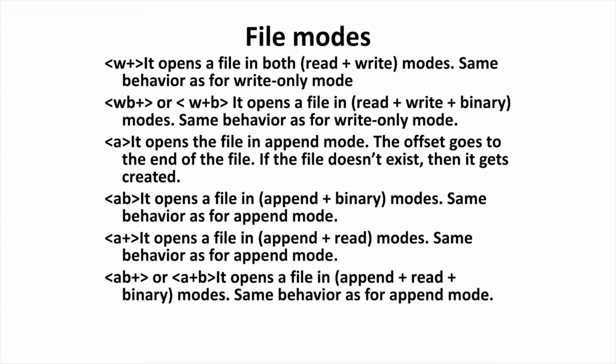Then a, it opens the file in append mode, the offset goes to the end of the file. If the file does not exist, then it gets created. Then ab mode, it opens a file in append and binary modes, same behavior as for append mode. Then a plus, it opens a file in append plus read mode, same behavior as for append mode. Then finally, we have ab+ or a+b, it opens a file in append, read and binary modes, same behavior as for append mode.